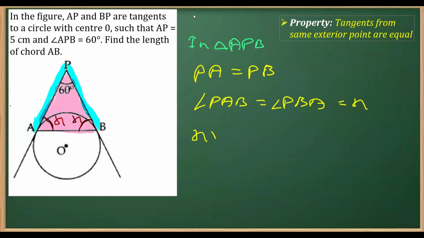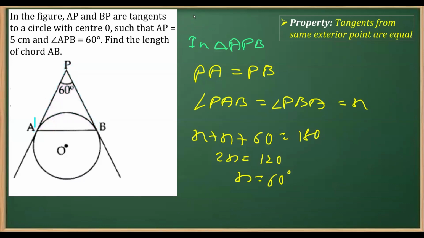Now, the sum of three angles of a triangle is how much? 180 degrees. So you can figure out 2x is equal to 120, or x is equal to 60 degrees. Now let's go through this triangle once again. In this triangle, this we got as 60, this we got as 60, and this was already given as 60. So it's an equilateral triangle, right?